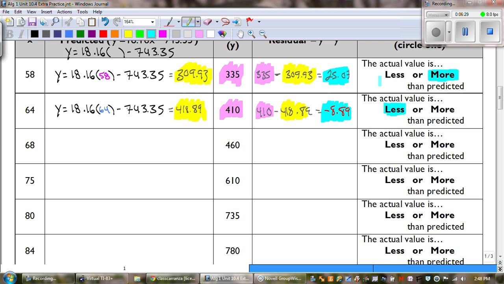All right, one more together, and then you guys are doing the rest of them on your own. So this time we're plugging in 68.